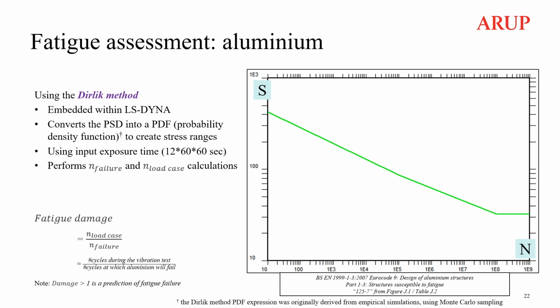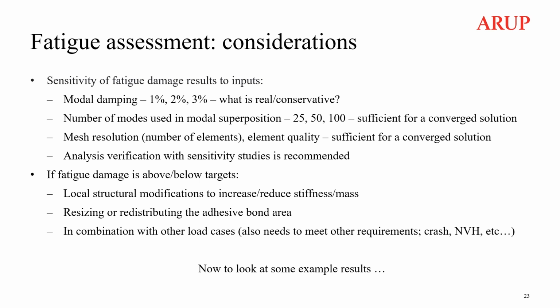Before looking into a set of example results, it is important to understand that there will be sensitivity in the fatigue damage results due to some of the key inputs, such as the level of modal damping assumed, the number of modes chosen to be used in the modal superposition, the mesh resolution, and the element quality. Analysis verification with sensitivity studies is recommended. If fatigue damage is above or below targets, then local structural modifications can be made to increase or reduce the stiffness or mass. Perhaps resizing or redistributing the adhesive bond area, whilst remembering that performance needs to be achieved across the combination of all other load cases such as crash and NVH.